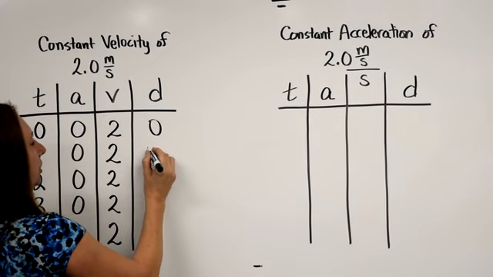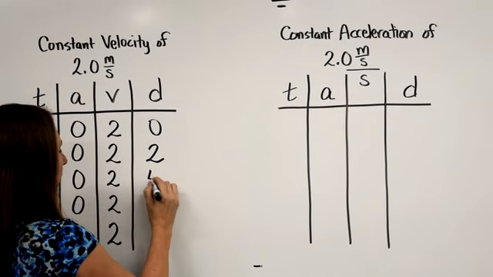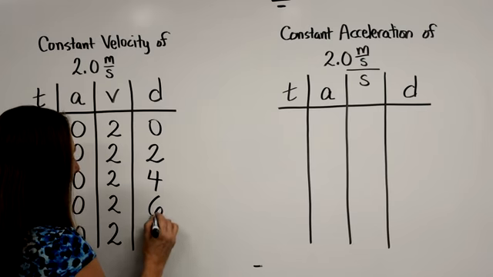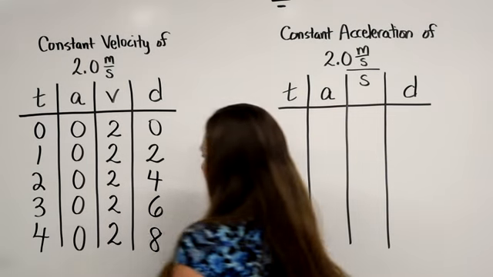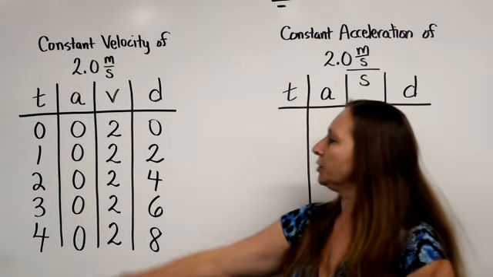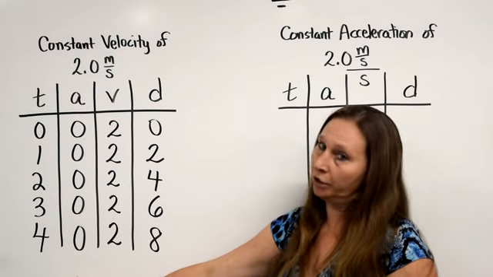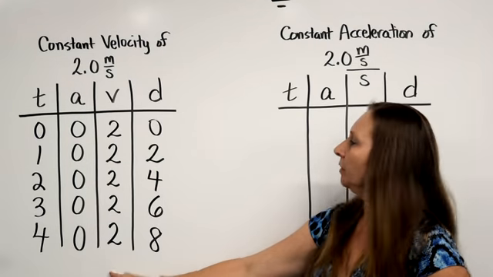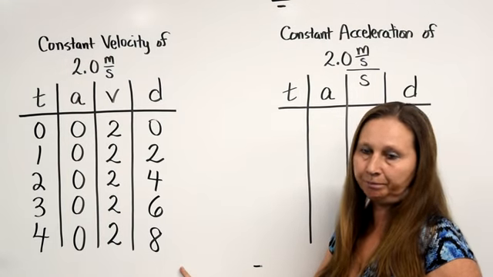Then after 1 second, you're at 2 meters. After 2 seconds, you are at 4 meters. After 3 seconds, you are at 6 meters. And after 4 seconds, you are at 8 meters. So look at this. Time is going by. Your acceleration is 0. Your velocity stays at 2. What's changing is your distance or displacement.